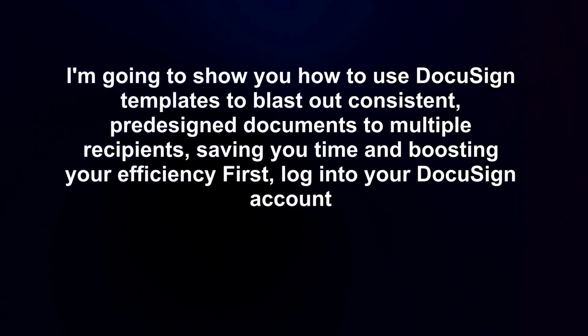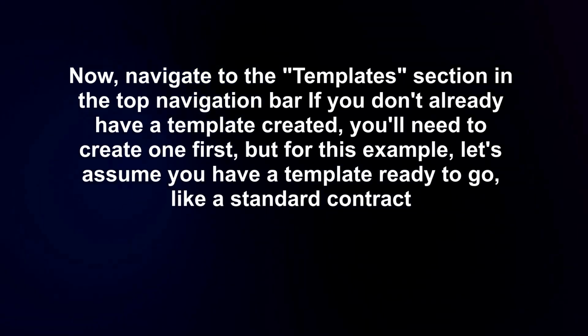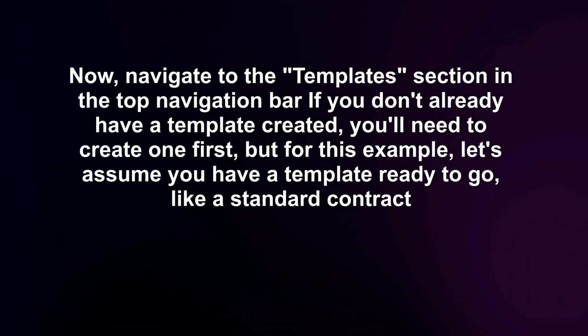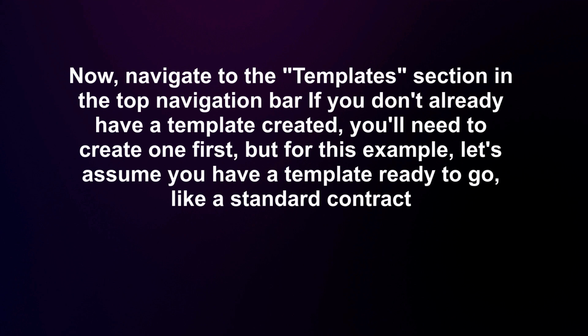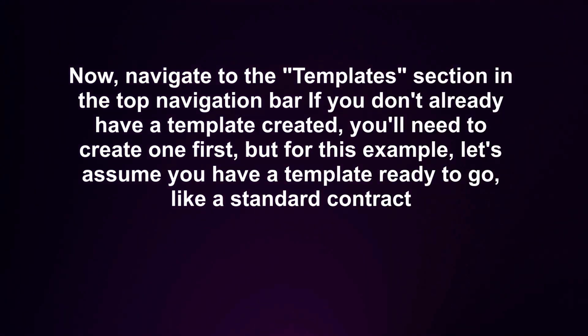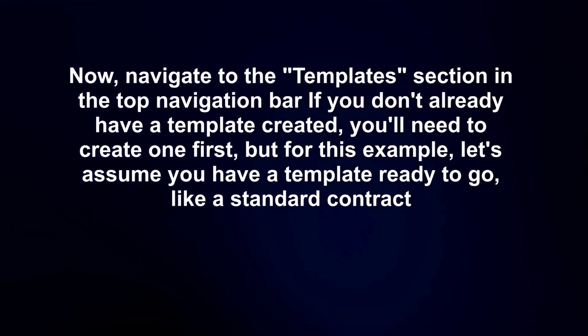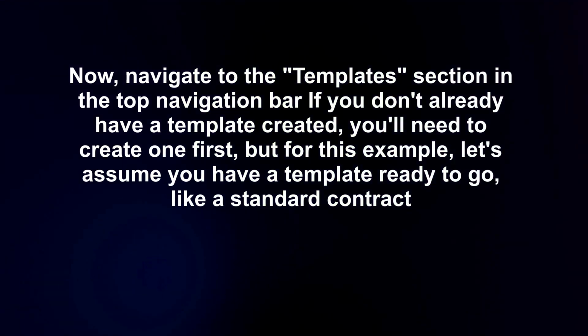First, log into your Docusign account. Now, navigate to the Templates section in the top navigation bar. If you don't already have a template created, you'll need to create one first, but for this example, let's assume you have a template ready to go, like a standard contract.